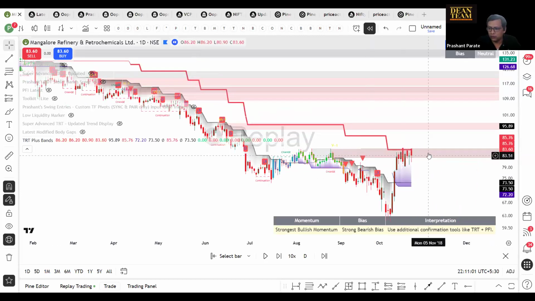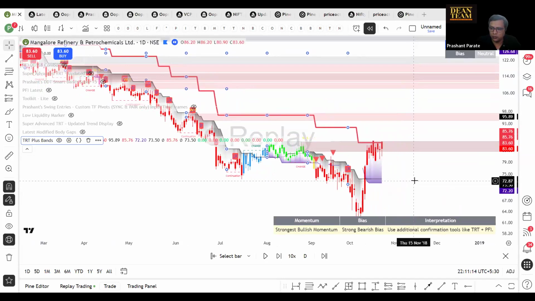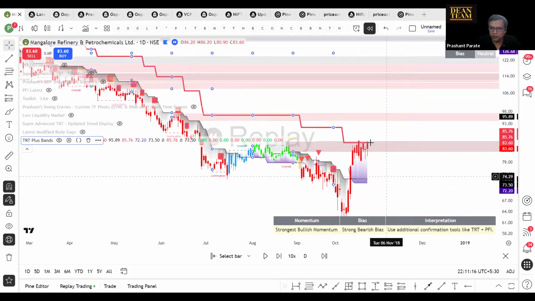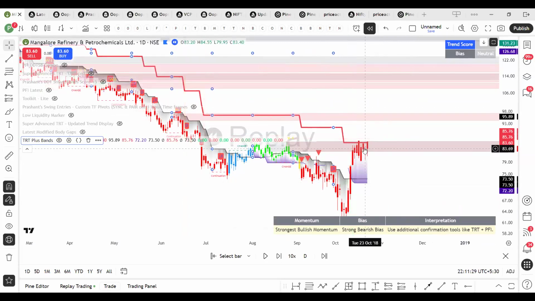Now, simple rule: whenever color changes to green, and the momentum band is also present for the bullish side, purple color, and the bearish momentum band is broken, only then we are going to buy. And if the PFI numbers are very high for bulls, then we will hold on for bigger targets, or otherwise we'll exit for a small target. So we have checked PFI here. PFI has increased for the bullish side, but TRT is red.